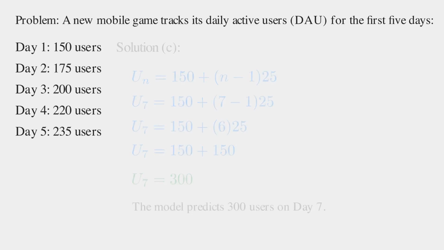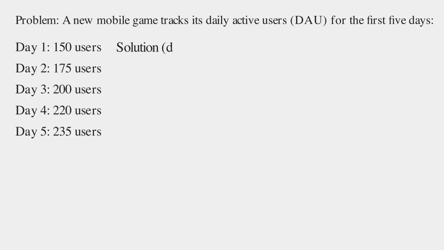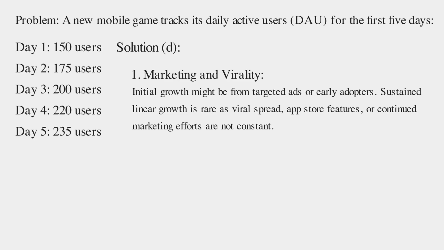Finally, it asks us to discuss 2 real-world factors that could cause the actual user growth to deviate significantly from our prediction over a longer period. First, consider marketing and virality. Initial growth might stem from targeted advertising or attracting early adopters. However, sustained, perfectly linear growth is rare. Actual growth depends on factors like viral spread, being featured in app stores, or continually changing marketing campaigns, none of which provide a constant user increment.